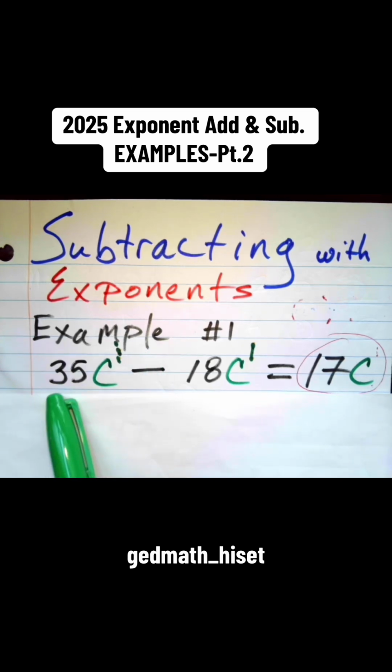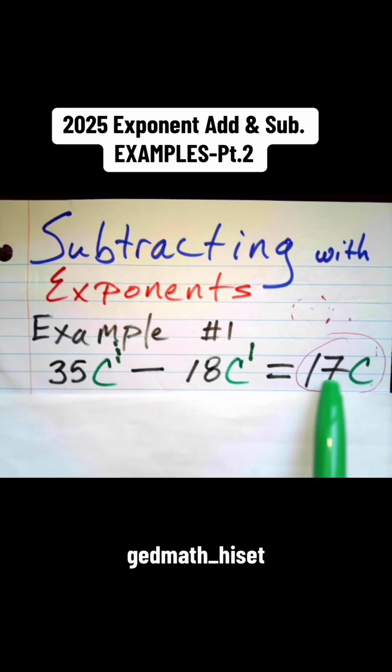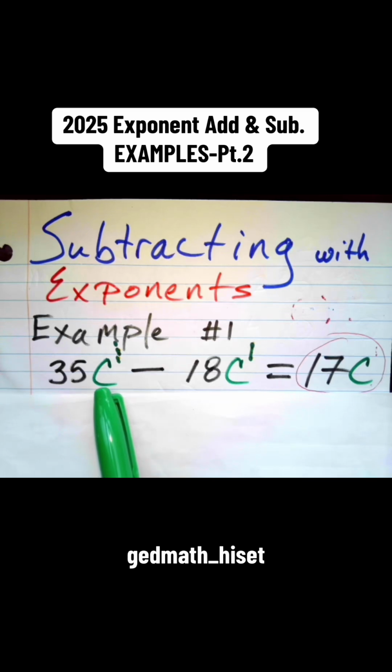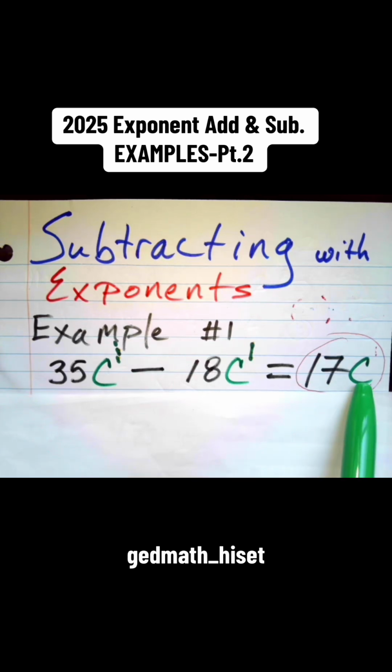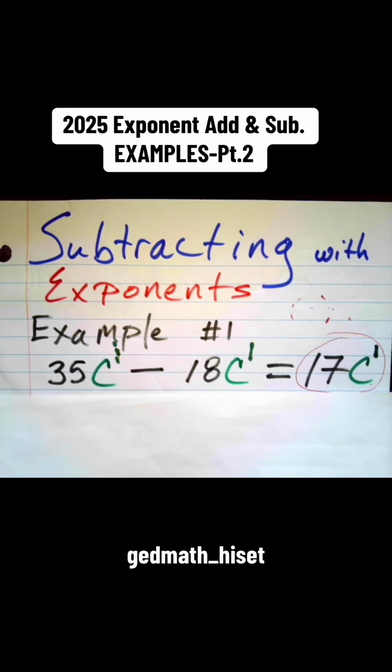Okay, so then we can subtract or add the coefficients, the numbers in front of the letters. 35 minus 18 is 17. We now keep the variable c with the 17, and remember it's to the first power. So many times you'll see the answer 17c. Is it okay for you to write 17c to the first power? Absolutely. It's the exact same thing.